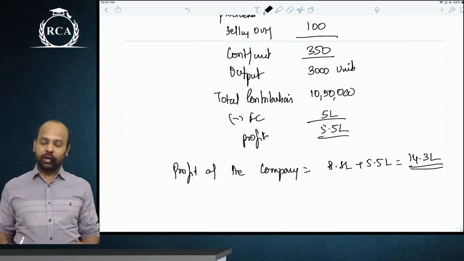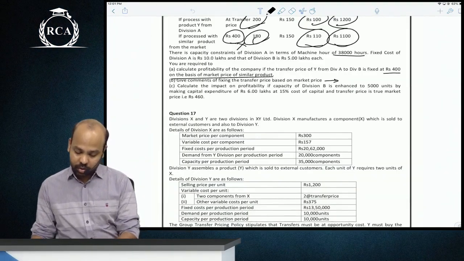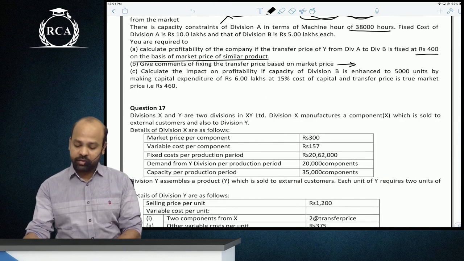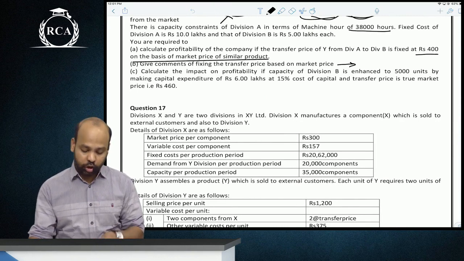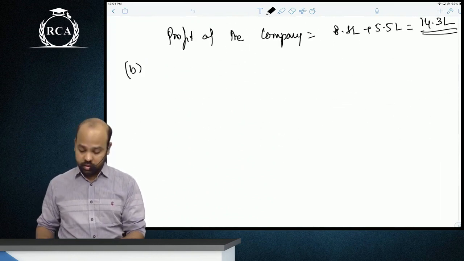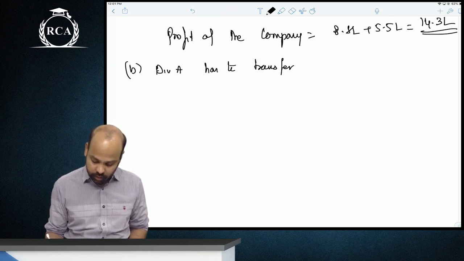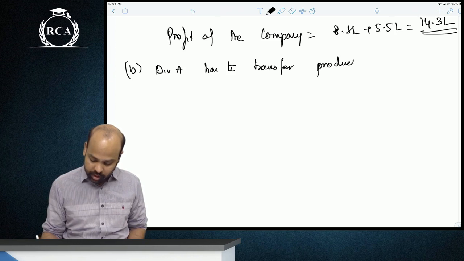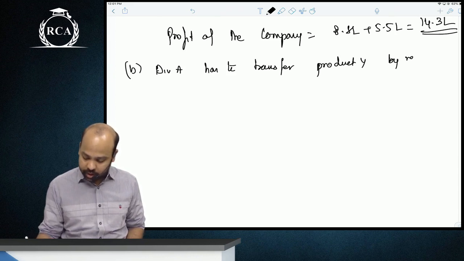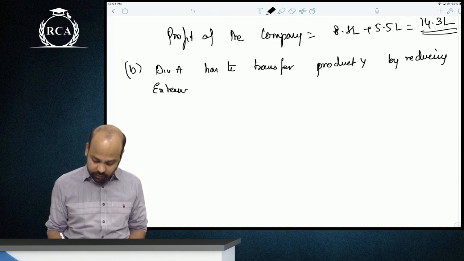Now guys, this was about the answer to the first bit. What is the second bit saying, beta? Give comments on the transfer pricing policy. Comment on fixing transfer price based on market price. Not at all appropriate, guys. Please understand, beta. Division A has to transfer product Y by reducing external sales.